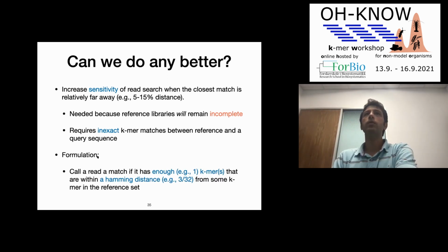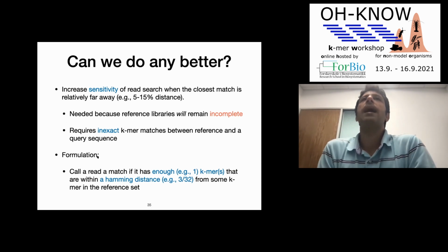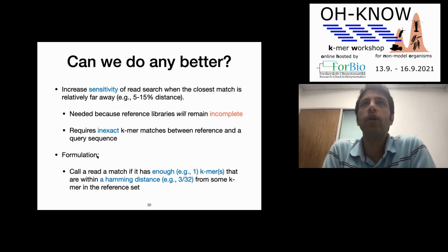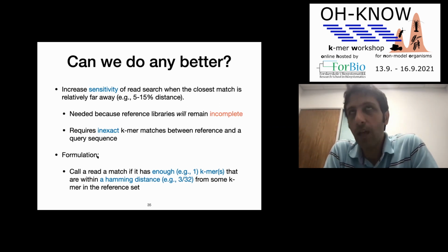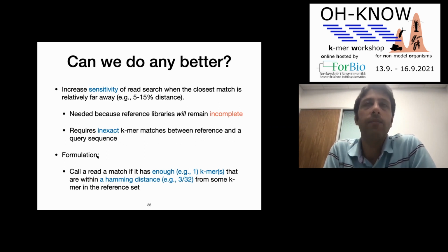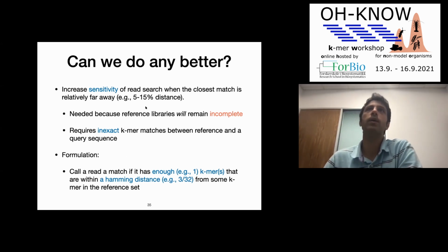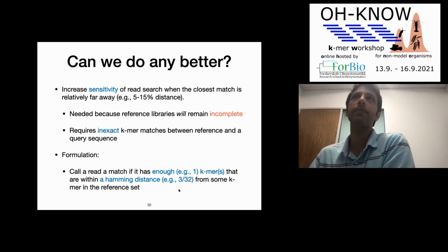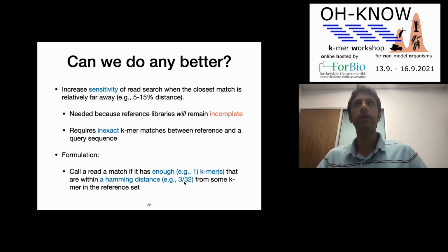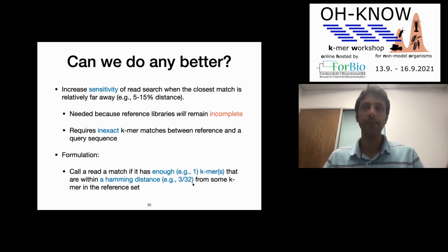So what we are going to try to do is answer the following question. For every read, does it have enough k-mers? You get to decide what we mean by enough. For example, one k-mer that has a Hamming distance smaller than a certain threshold to some k-mer in your reference database. By default, we are going to go for a Hamming distance of 3. The k-mer length is 32 by default. So we want to find a Hamming distance of 3 out of 32, so 10%.